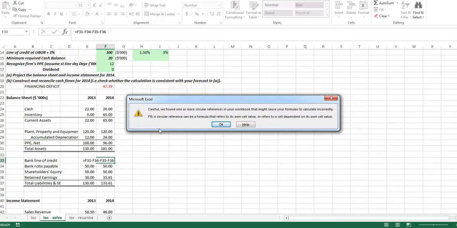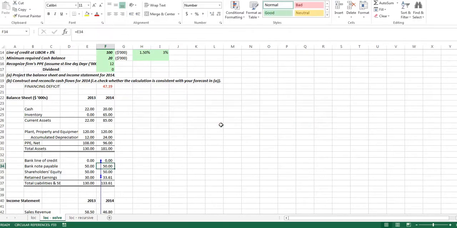Now the problem is I'm trying to solve for a line of credit, but my retained earnings is going to change based on having a line of credit. And why would that be? Let me just get rid of this for right now.